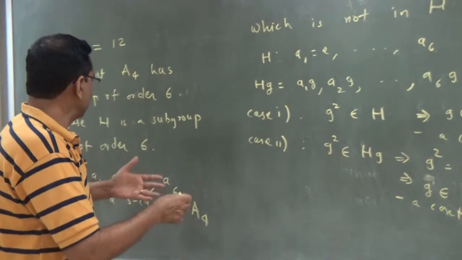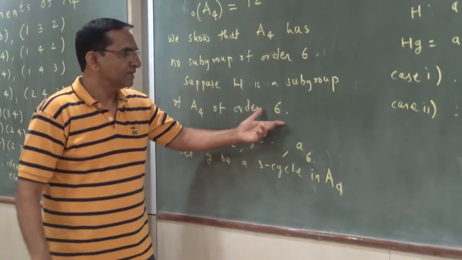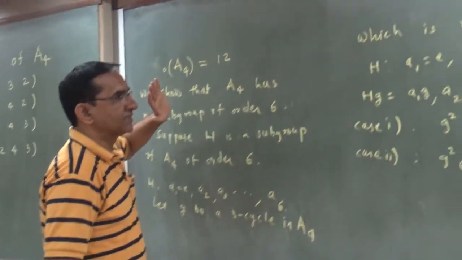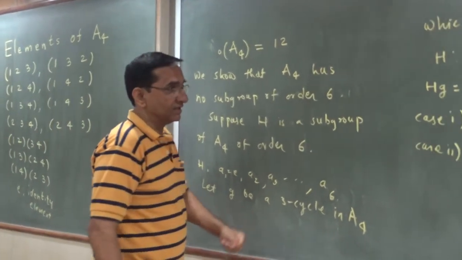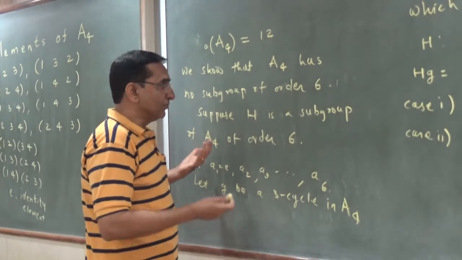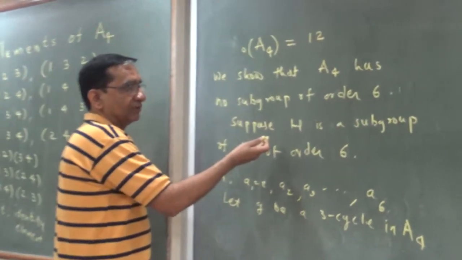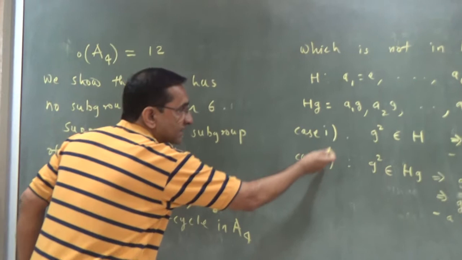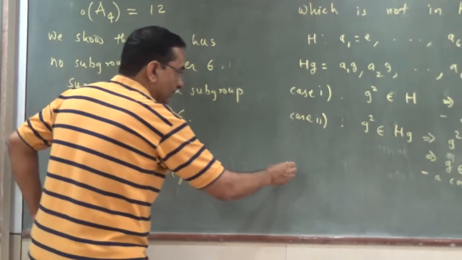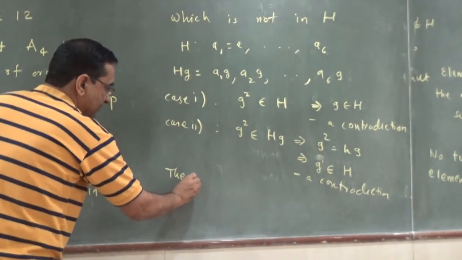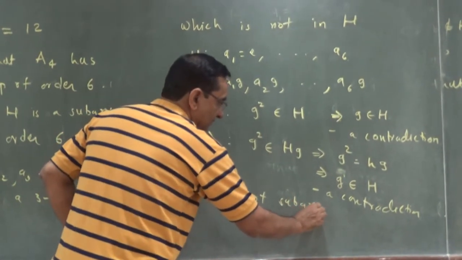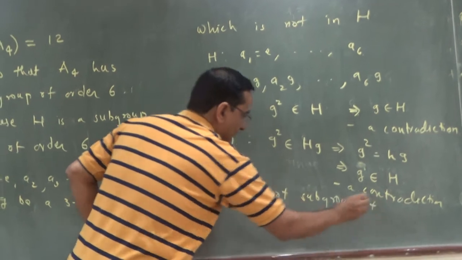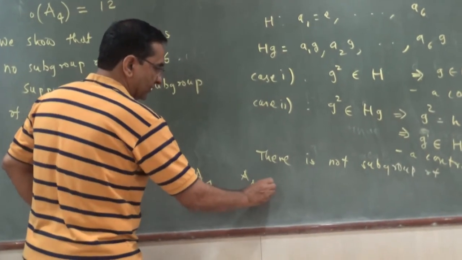In other words, if there is a subgroup of order 6, then every 3 cycle must be in H. But there are 8 3 cycles. We saw that there are 8 different 3 cycles in A4. So we cannot have such a subgroup, because in both the cases we get a contradiction. So there is no subgroup of A4 of order 6.